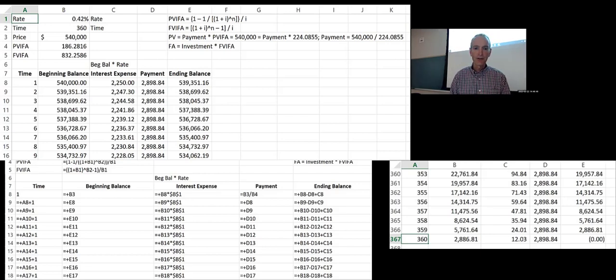All right, so we got our 360. What's our beginning balance? We're borrowing money. How much did we borrow? 540. If this were a future value problem, what would be our beginning balance? It'd be 0, right? Because we're saving the money, but here we're not saving. Our interest expense is always going to be the beginning balance times our rate. So our beginning balance is 540.